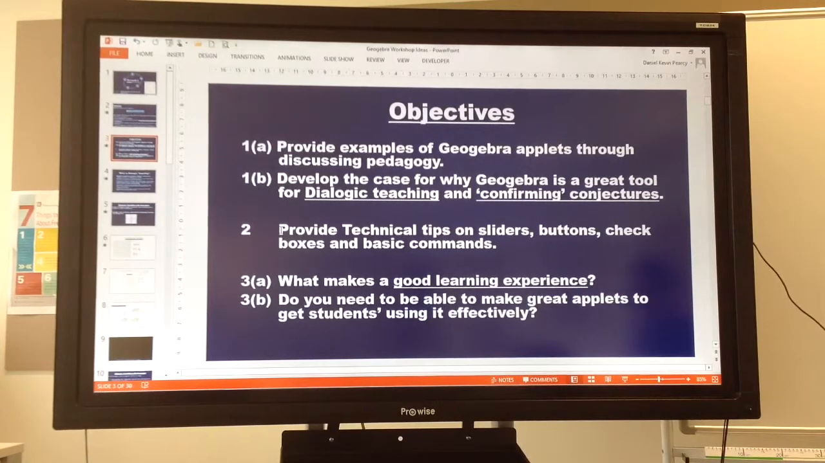Obviously, I want to provide some technical tips on sliders, buttons, checkboxes, and basic commands. I might split this workshop up into a few sections though, so I might do maybe 3 videos instead of just one. We'll see how it goes. And then I also want to talk about what makes a good learning experience with GeoGebra. So important to talk about that pedagogy. And then the last one there, do you need to be able to make great applets to get students using it effectively? We'll talk about that as well.